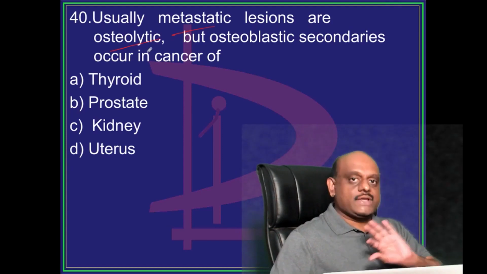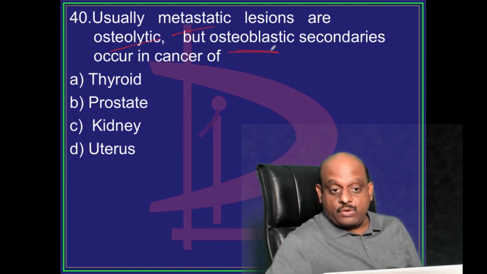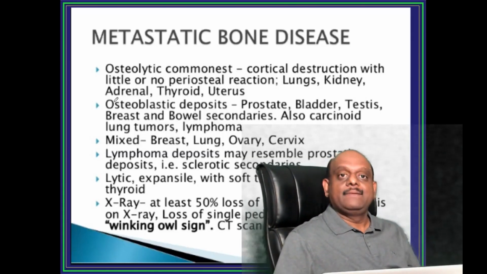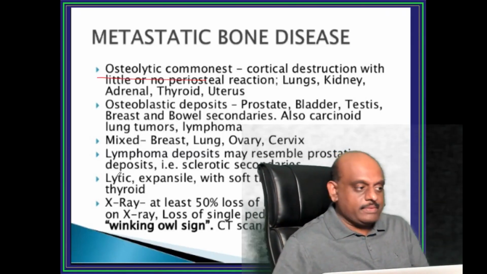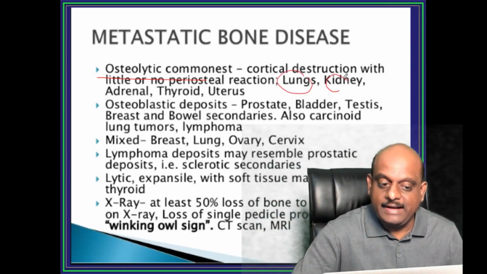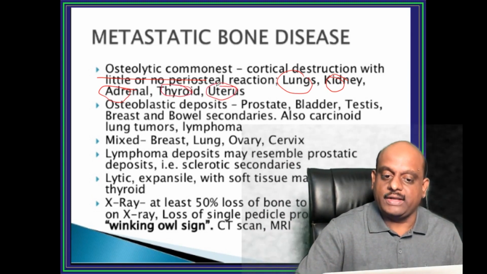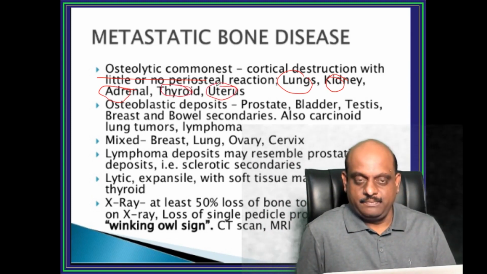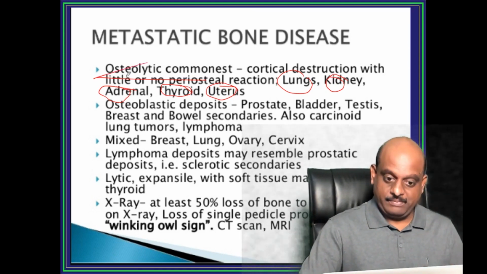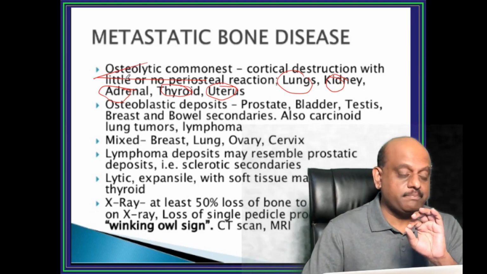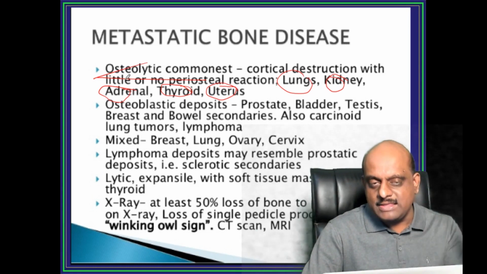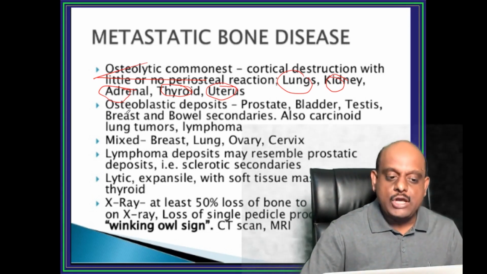Usually the metastatic lesions are osteolytic, but where do osteoblastic secondaries occur? In the prostate. So osteolytic is commonest, doctor. Typically lungs, kidney, adrenal, thyroid, uterus. All these are osteolytic, that is commonest. But there are certain special things you need to remember. Once more, this is the matter that goes inside a 200-page notebook.